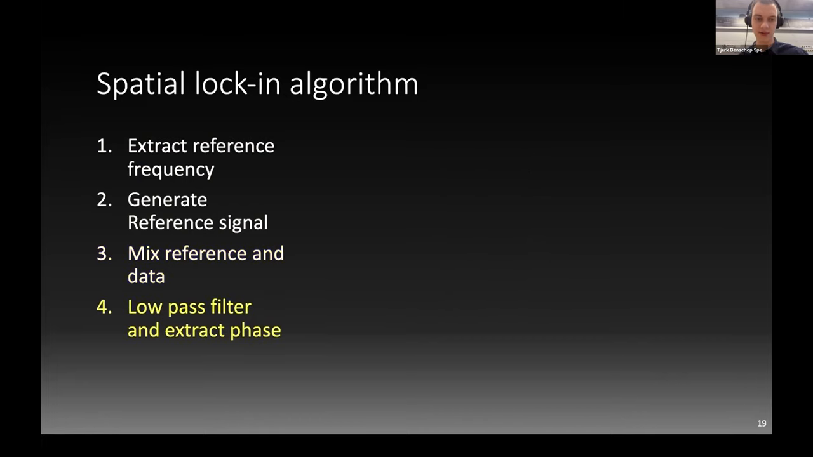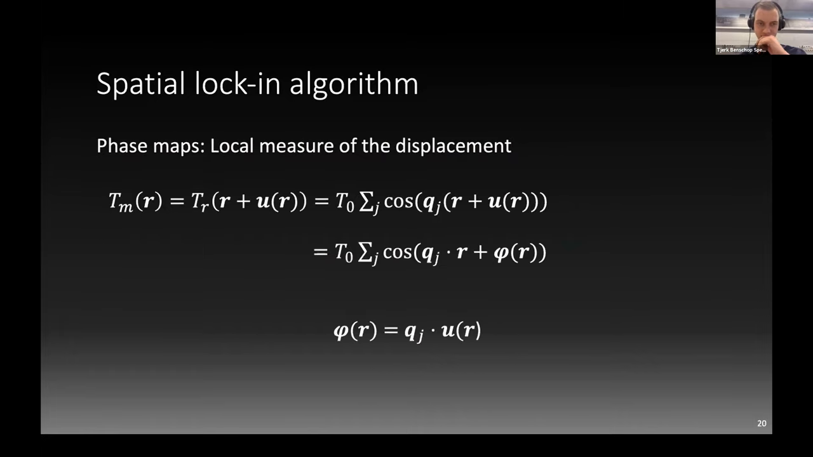And the final step you then do is you low-pass filter, and then the argument at every pixel, so the argument of each complex number, basically gives you the local phase. And this you can do for multiple reference signals, basically in all directions of your lattice.